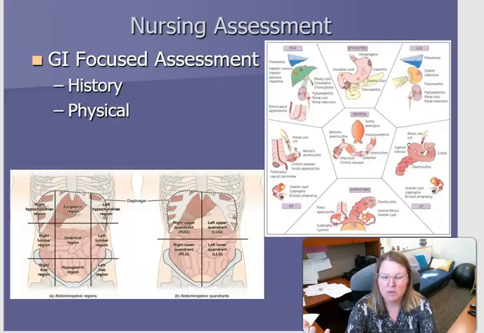So are we looking at patients who've got a daily history of laxative use? That's really important to understand.